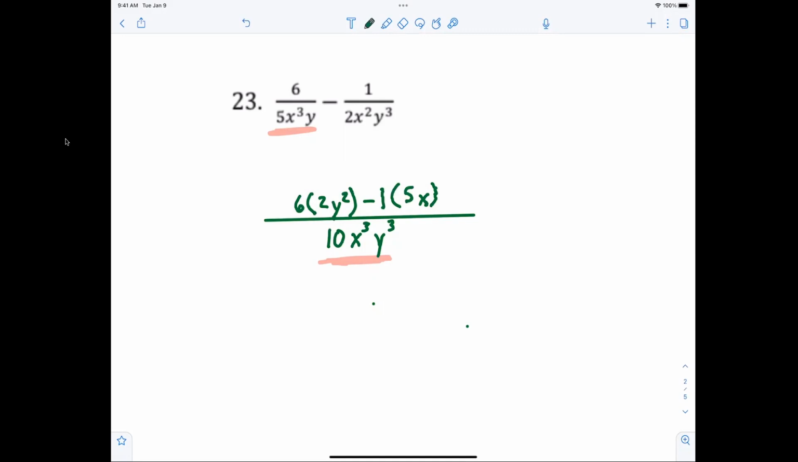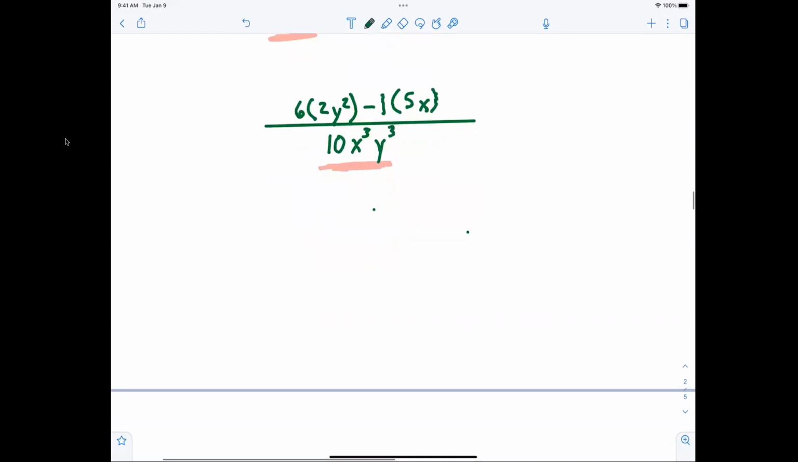Now, just to make sure, if you wanted to write all the work out, you would just simply say I'm multiplying by 5x over 5x, and I'm multiplying this equation over here by 2y squared, 2y squared. Is everybody agreeing with me on that? So now go ahead and multiply. What do I have here? 12y squared. Then what? Negative 5x all over.